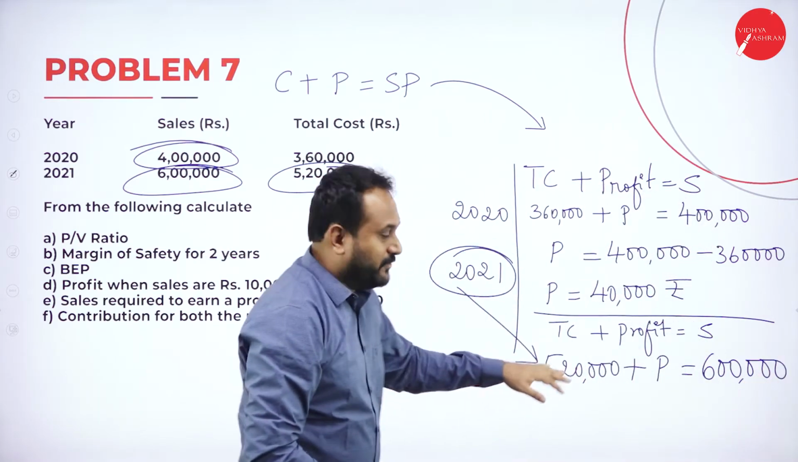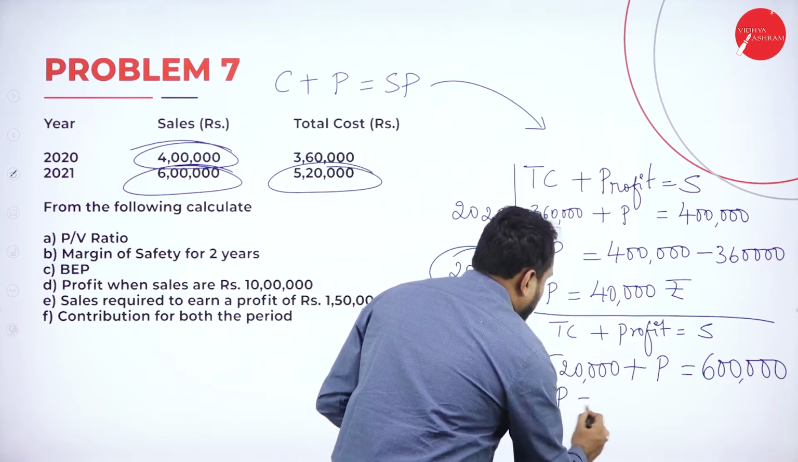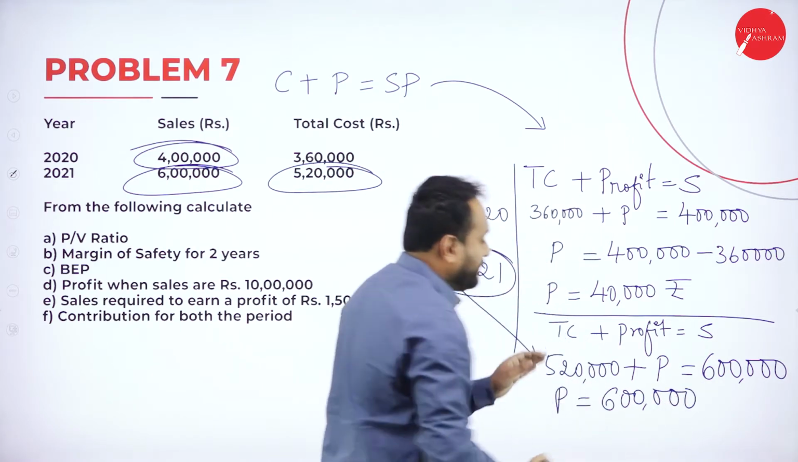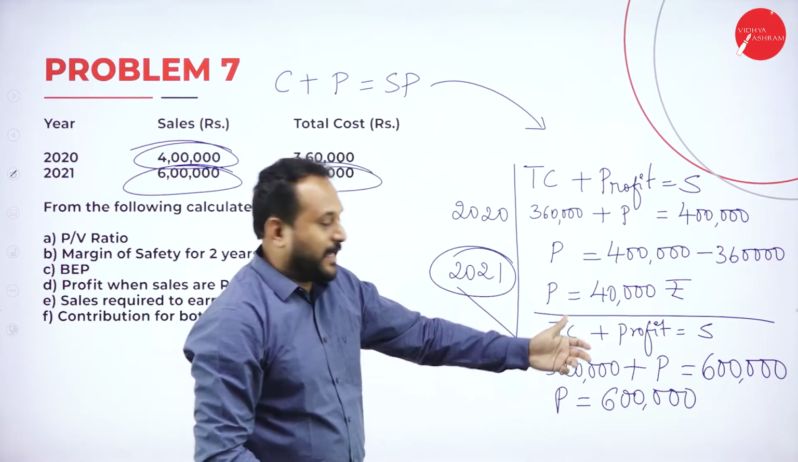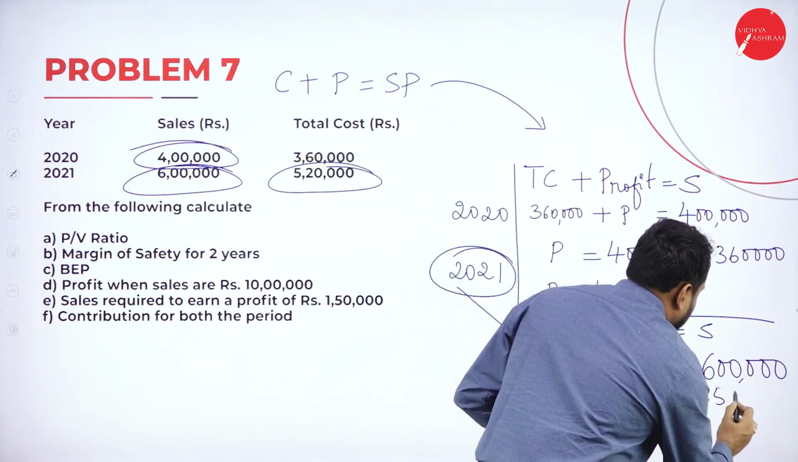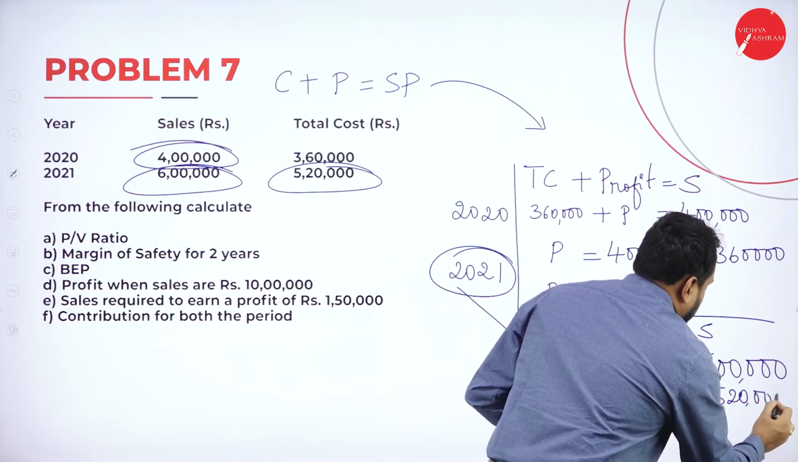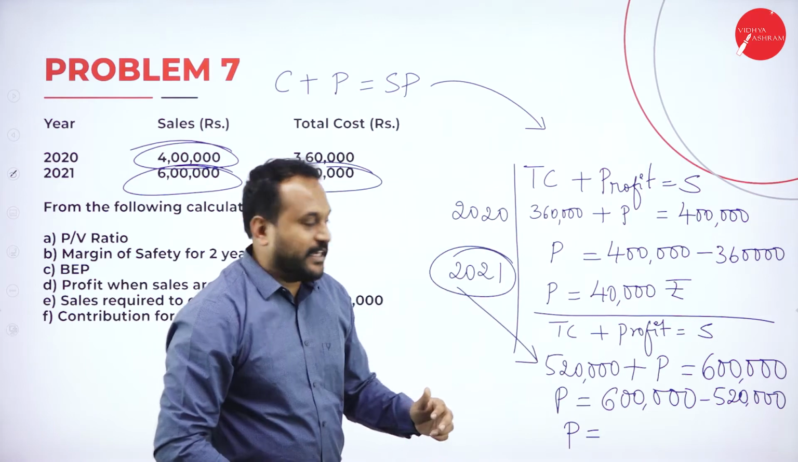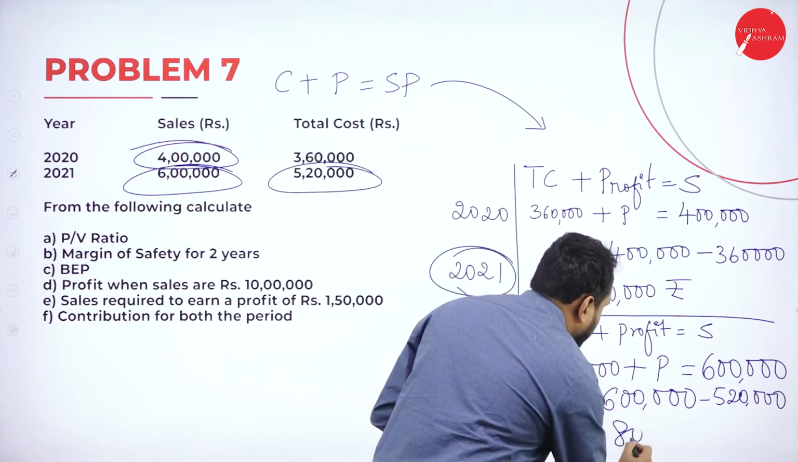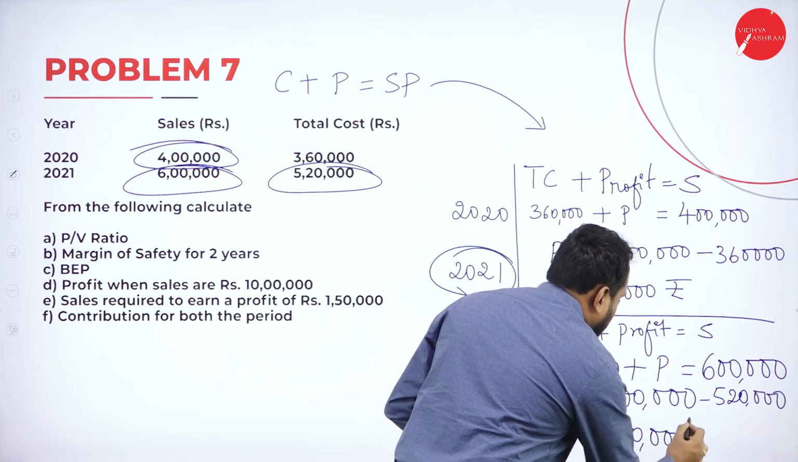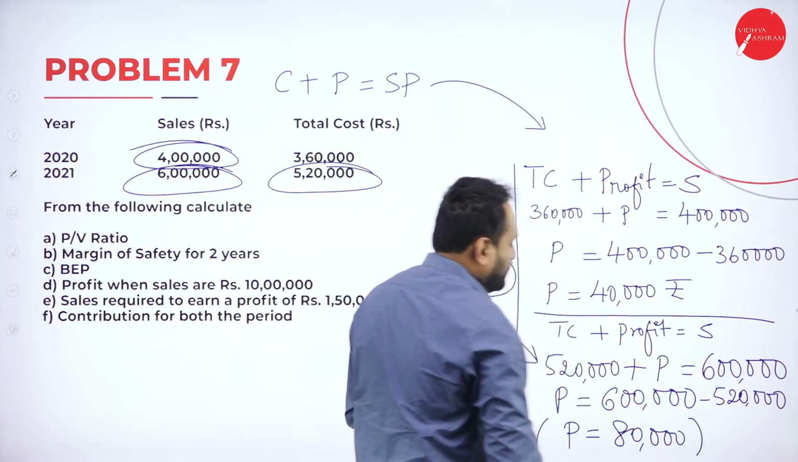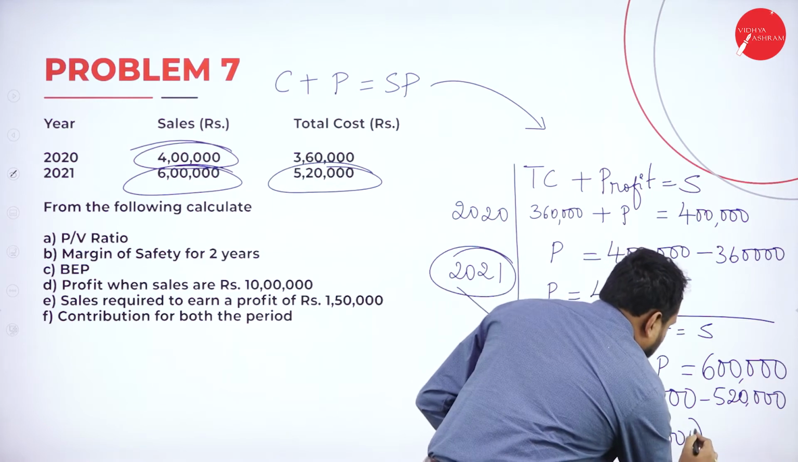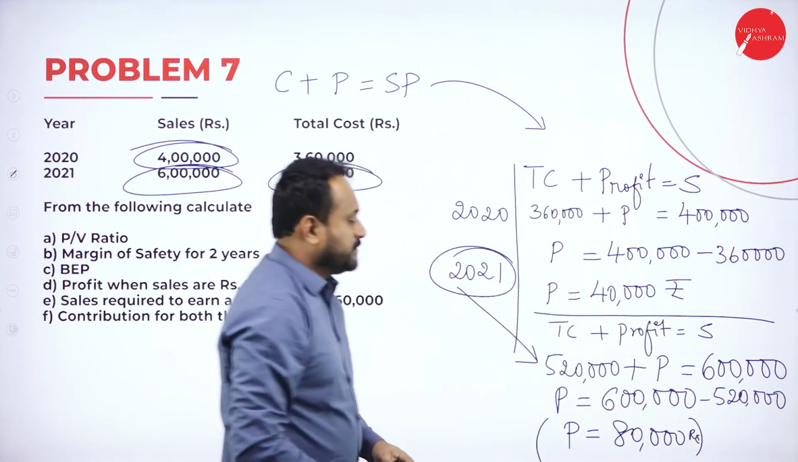Now profit is equal to 6 lakh minus 5,20,000. P is equal to 6 lakh minus 5,20,000, which is 80,000. So my profit is 80,000 rupees. So you will go with the word rupees here.